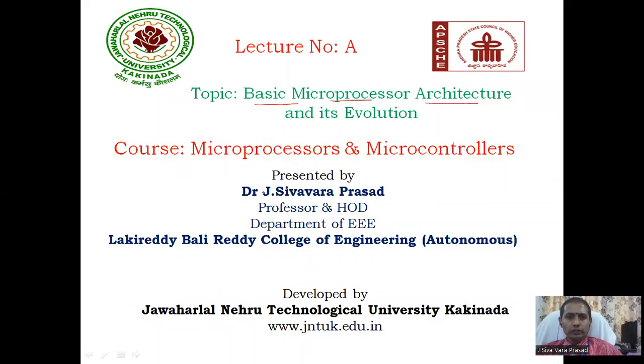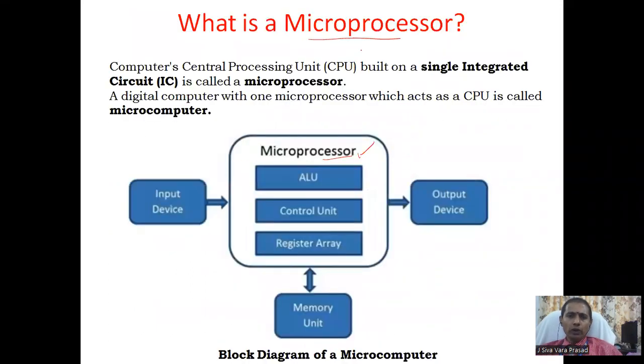Dear students, in this video, I will give you a brief idea about the basic microprocessor architecture and its evolution. Let's see what is a microprocessor. A CPU built on a single integrated IC is called a microprocessor. So, whenever a central processing unit is built on a single IC, that particular IC is called a microprocessor.